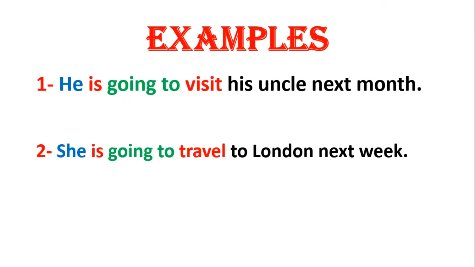So here we use be going to. Be means verb to be: am, is, or are. Because we begin our sentence with she, I use verb to be is. I can't say she am or she are, it's wrong. We must use verb to be is after she. She is going to travel to London next week.